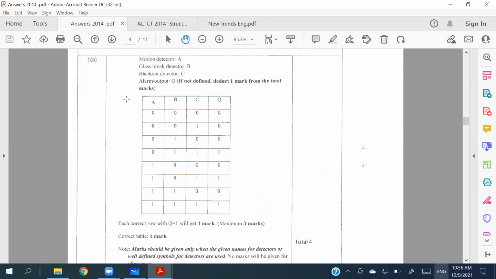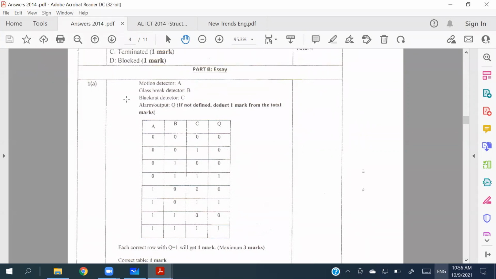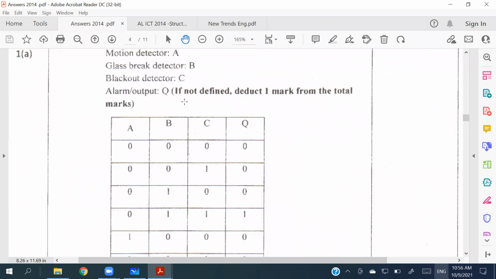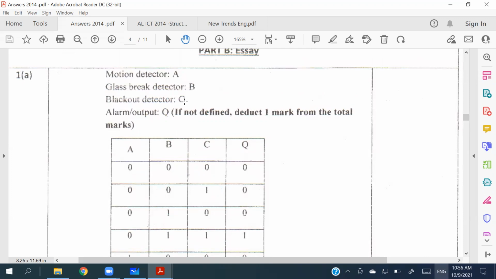truth table should go in this particular manner, and you should clearly say what is indicated by A, B, C and Q. You need all four: which letters indicate the three inputs, and which letter indicates the output. That is why it has specifically said, if not defined, deduct 1 mark from the total marks. If you haven't defined what the alarm output is. These are points you people forget, so remember them.